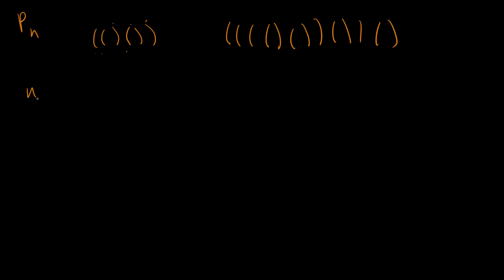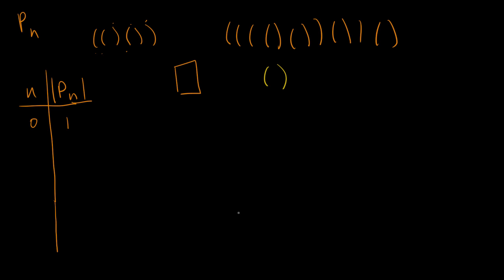All right, so let's see how many. Let's count again. We're going to write n and the size of Pn. So when n is 0, how many valid ways are there to form with 0 open and 0 closed parentheses to satisfy all these rules? The answer is 1. I drew it in this box. There are no open and no closed. It satisfies all the rules. You're done. So next, when you have 1 open and 1 closed parentheses, that's it. That's the only way to do it.